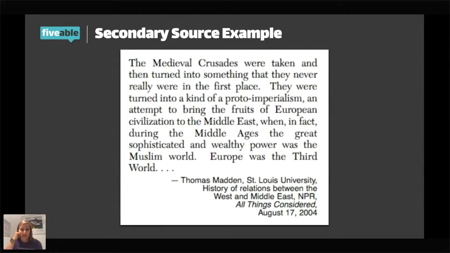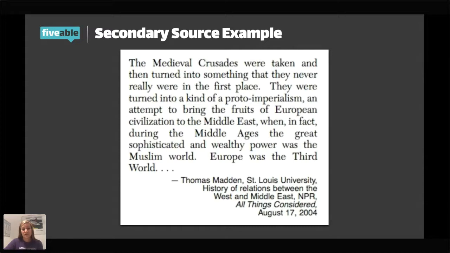So let's read the document. This one's a little bit shorter. I'll read it for you guys. You can just enjoy the sound of my lovely voice. So this says: the medieval Crusades were taken and then turned into something that they never really were in the first place. They were turned into a kind of proto-imperialism, an attempt to bring the fruits of European civilization to the Middle East, when in fact during the Middle Ages, the great sophisticated and wealthy power was the Muslim world. Europe was the third world.